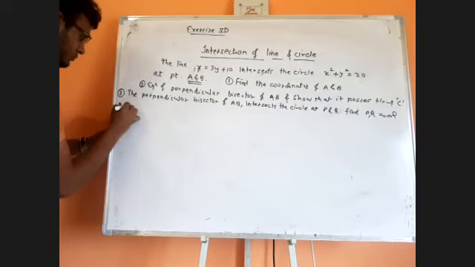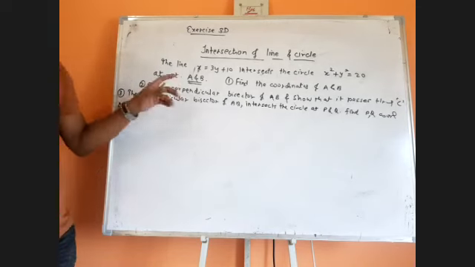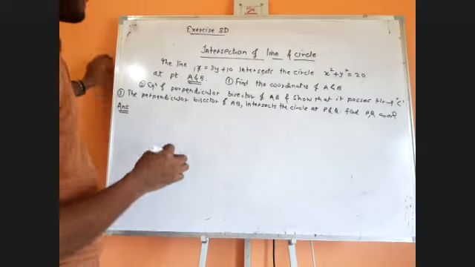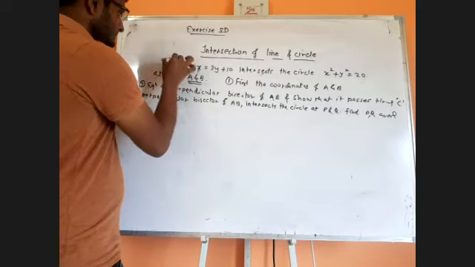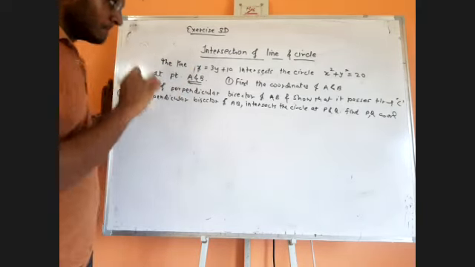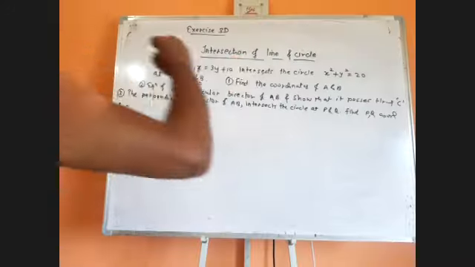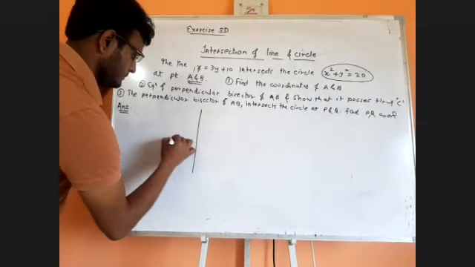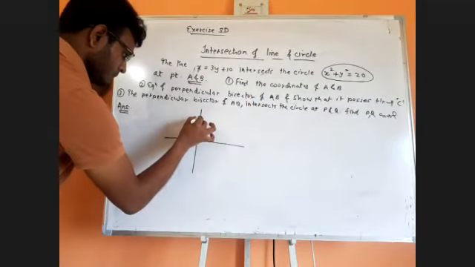Now we will try to break the entire question into small sentences and we will see how to start it. Okay. So, intersect the circle. So first draw the circle.